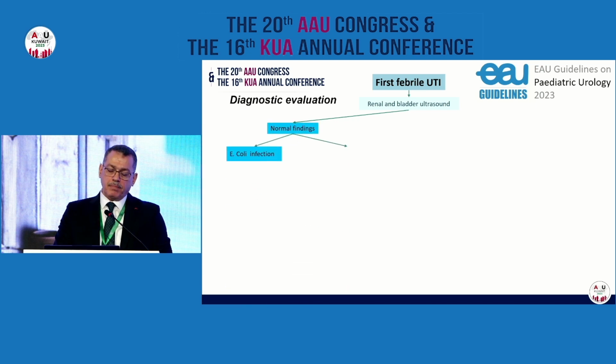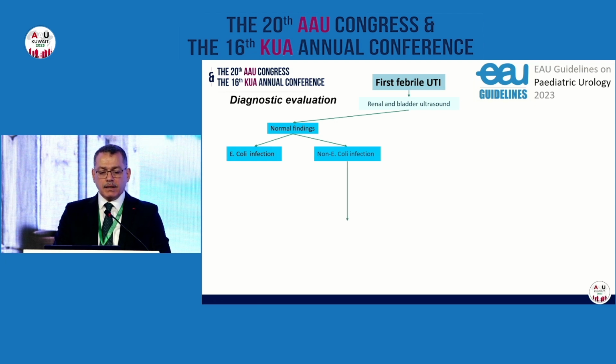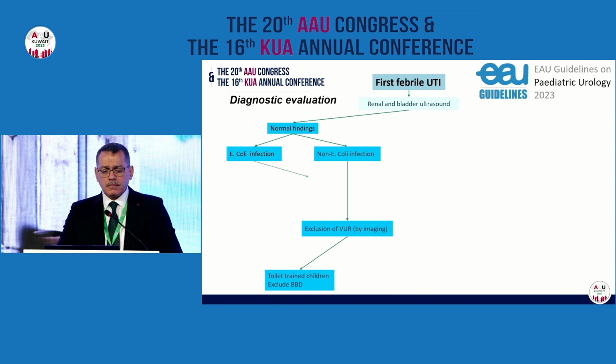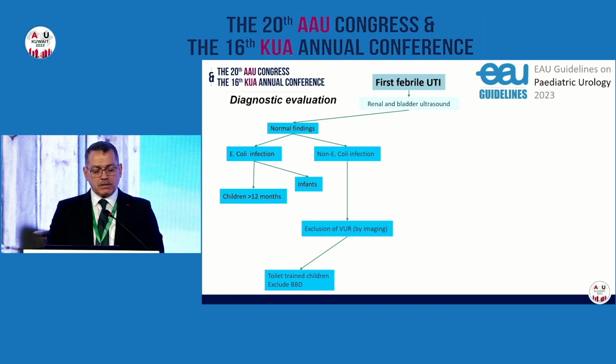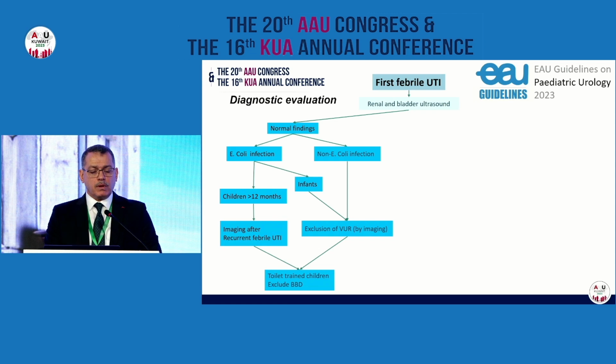If the ultrasound finding is normal, then we have to classify them whether the cause of UTI is E. coli or non-E. coli. Because if it is non-E. coli, we have to proceed directly to evaluation by imaging to exclude VUR. And if it is E. coli infection, then we also need to classify them whether they are infants or children. Because if they are infants, we have to send the patient for imaging again to rule out the presence of VUR. If they are children more than 12 months, then we need to treat them. If there is any recurrence, then we need to exclude, on both pathways, the presence of bladder bowel dysfunction.